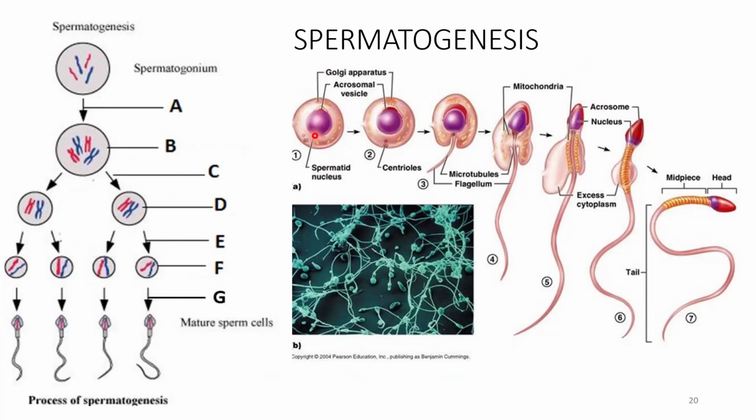Some of them will remain, some of them will undergo the process of mitosis to become primary spermatocytes, secondary spermatocytes, spermatids, and then mature sperms.